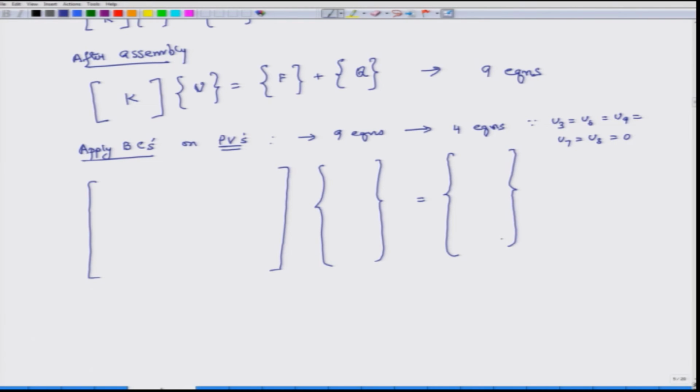And what are the things which are left? U1, U2, U4 and U5, agreed. And here we have global K11, K12, K14, K15, and similarly we can fill up this matrix. The last row will be K51, K52, K54 and K55. So these are the reduced number of equations.